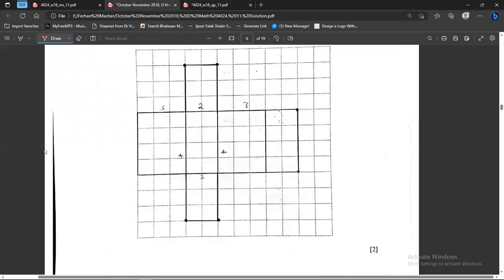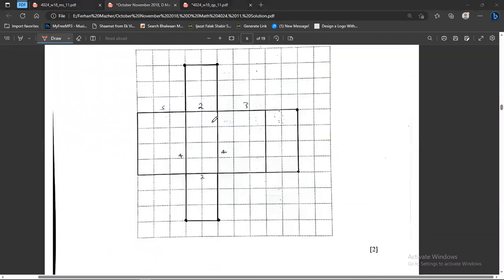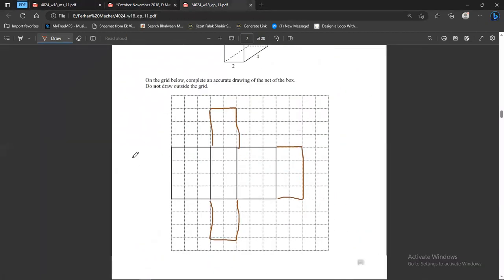So you can see the grid is showing up on your screen, and hopefully you understand. The net, we call it the net. Okay, so the answer is right. So we are going to the next question.